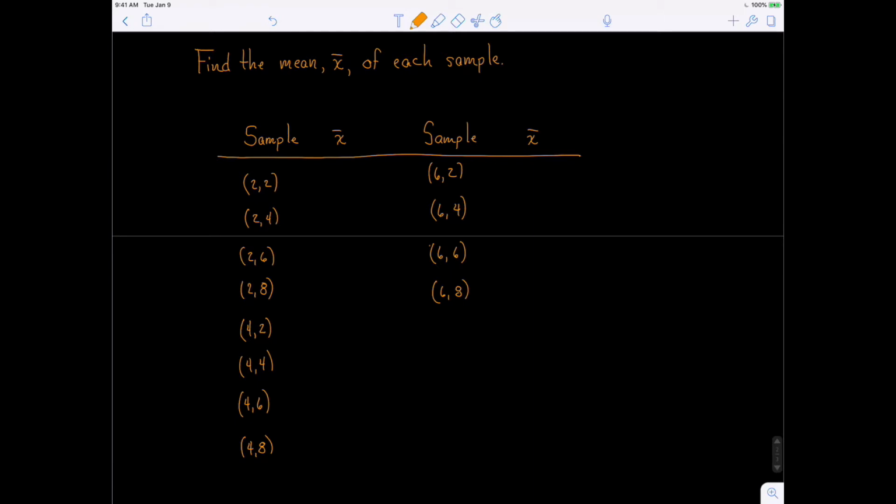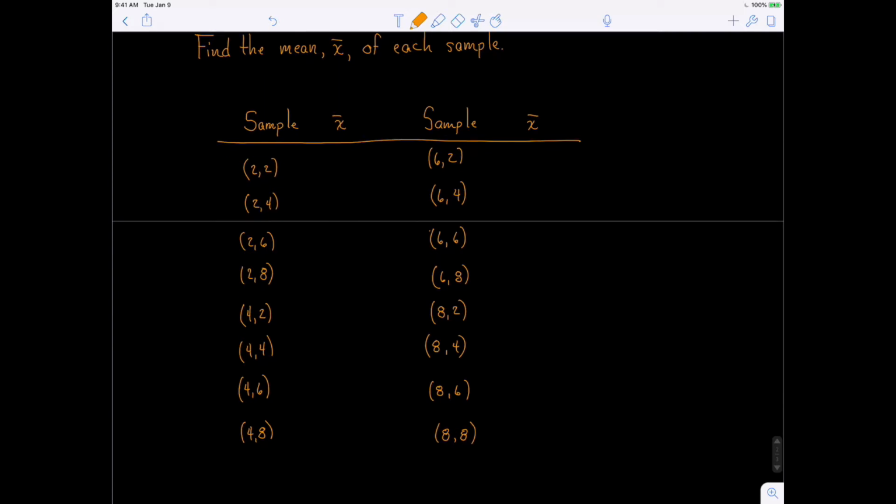And finally we're down to our 8, so I could have 8, 2. I could have 8, 4, and 8, 6. And my last one is 8, 8. And those would be all of my samples that I could have.